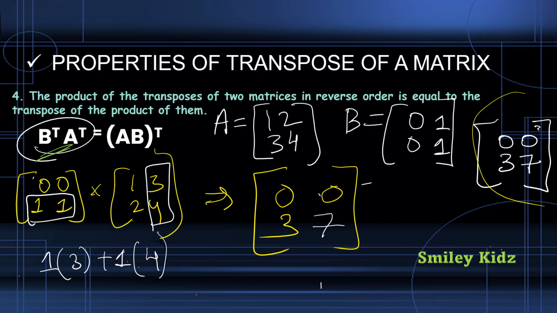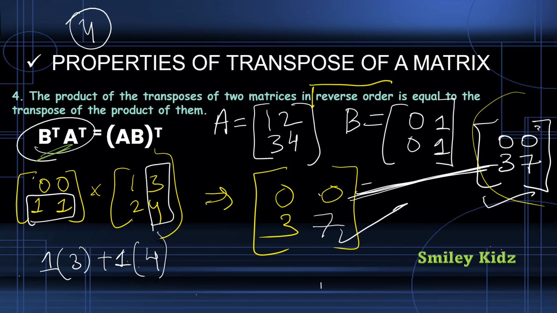Now, have a look at this answer and this answer. Aren't they same, right? So they are same. So this is the fourth property of transpose of a matrix, which means the product of the transposes of two matrices in reverse order is equal to the transpose of the product of them. Here, one thing that you're going to note is that it is in reverse order.